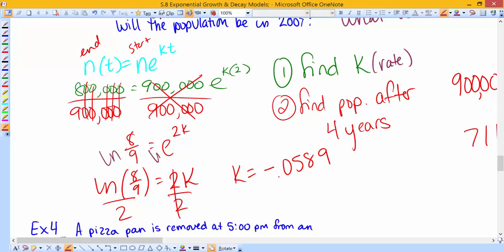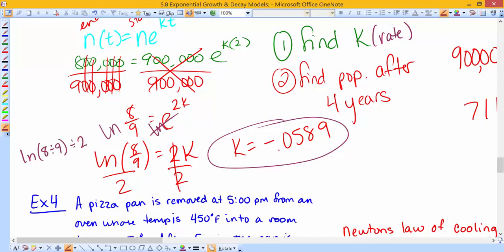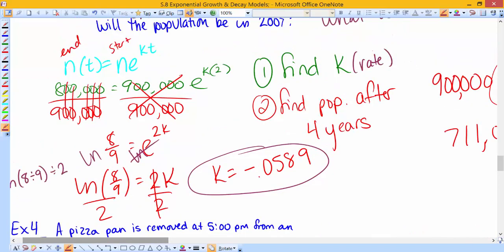Then I natural log both sides, so the e cancels. I'm left with the natural log of 8 over 9, and then I have to divide that by 2. Practice using your calculator. This is what you get for your rate. And it is decreasing, which makes sense that it's negative because we're going from 900,000 to 800,000. In your calculator, it's the natural log, parentheses 8 divided by 9, close the parentheses, and then divide by 2. If you don't use parentheses, you will get this wrong. Please be careful.